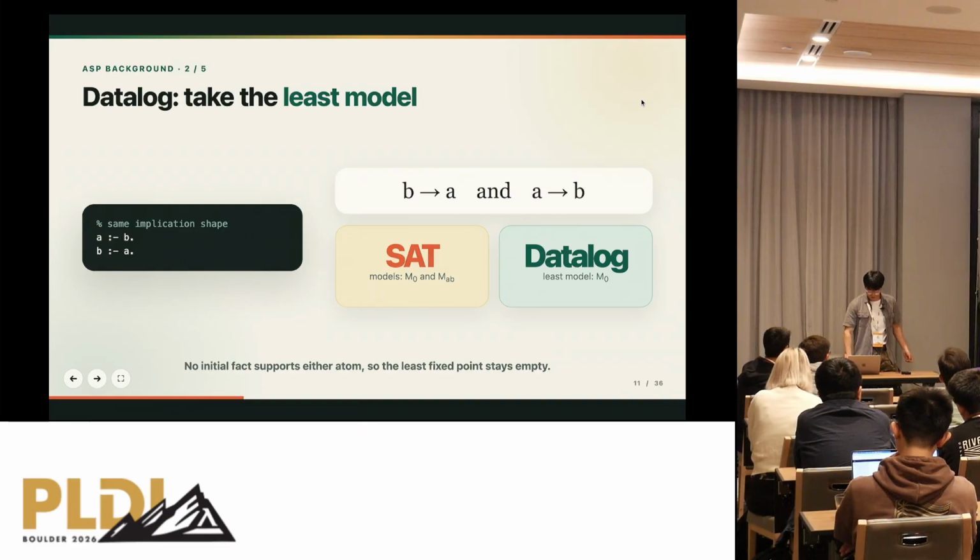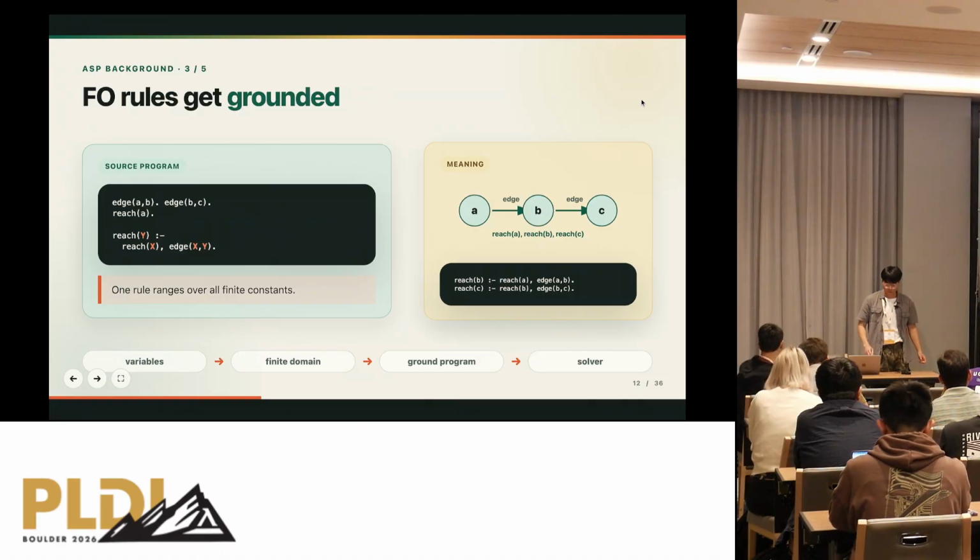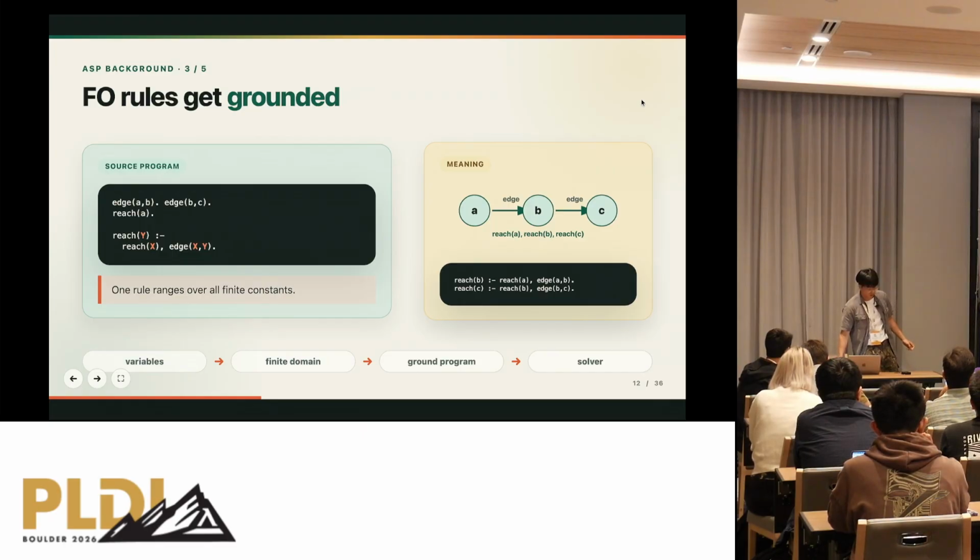We're going to show a bit more later on how ASP combines these together. But before that, one of the good things about logic programming is that things can be first order. Let's say initially we define some facts saying there's an edge from A to B, and B to C. And initially we also know A is reachable.